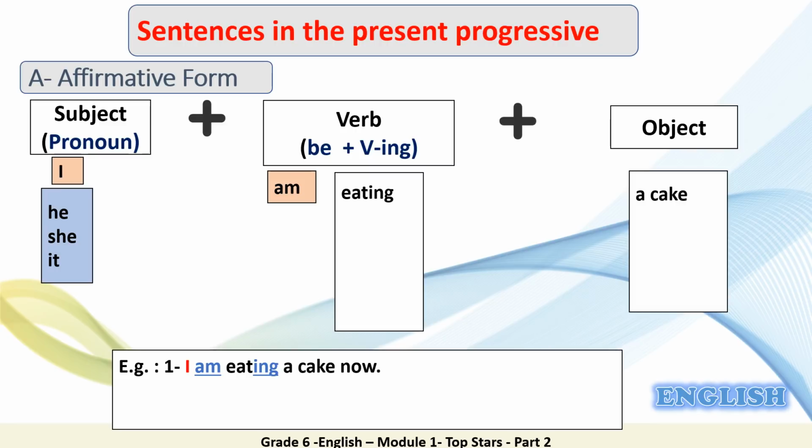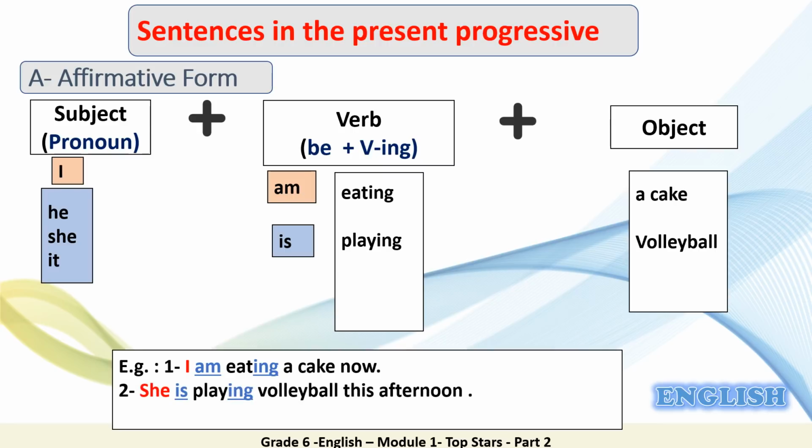Now, what is the correct form of the verb be? Correct. Is, and then the main verb ending in ing, playing, and the object, volleyball. Very good. Let's see the sentence. She is playing volleyball this afternoon. Very good. Now, you need to bear in mind that the pronouns he, she, and it could be replaced with nouns or names. For example, the boy, Sarah, or the dog.